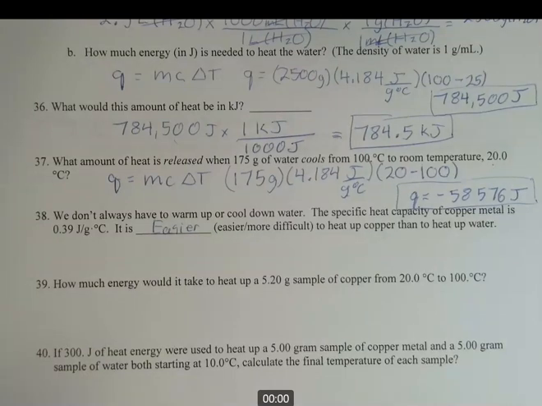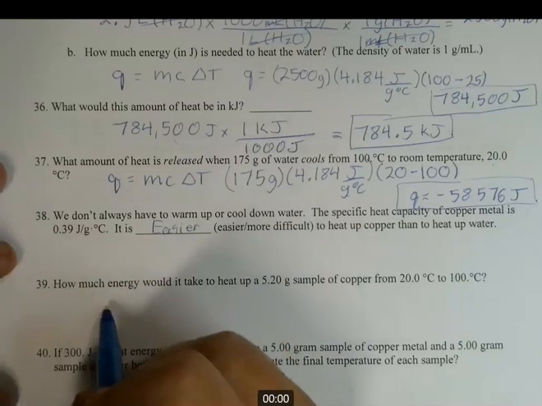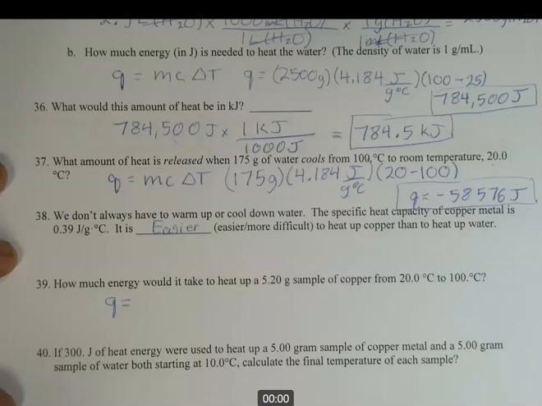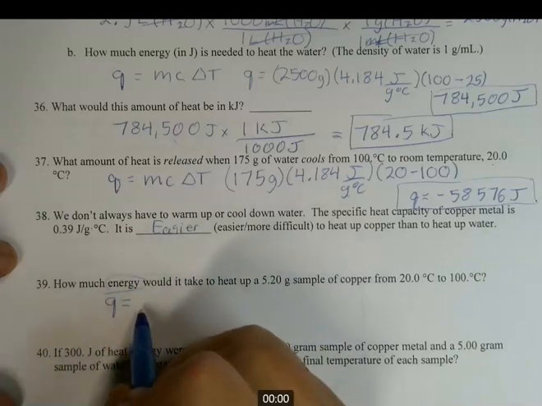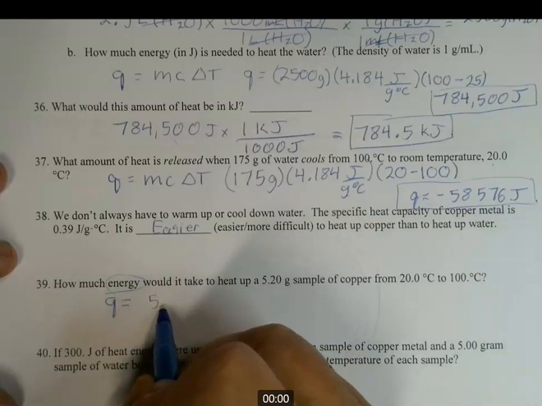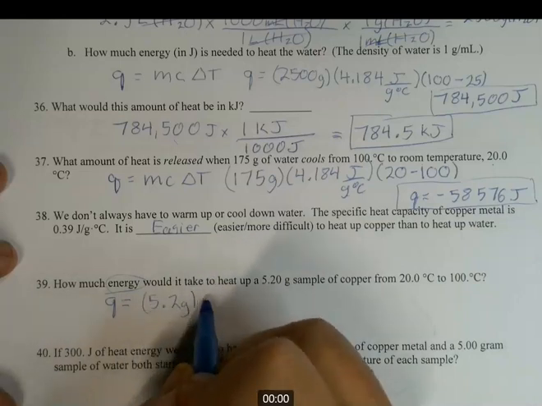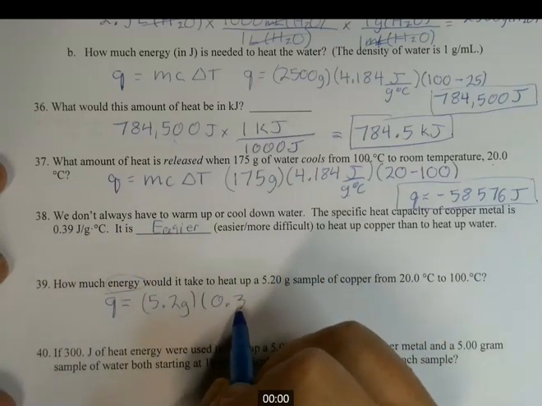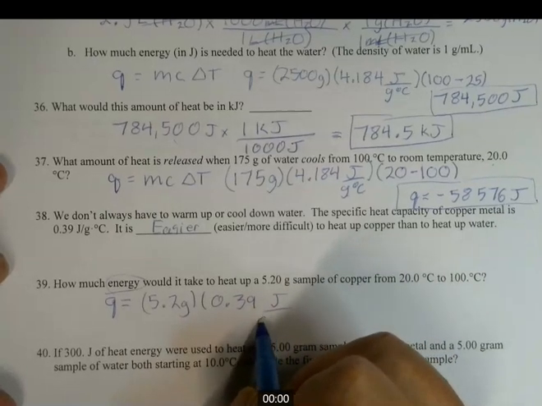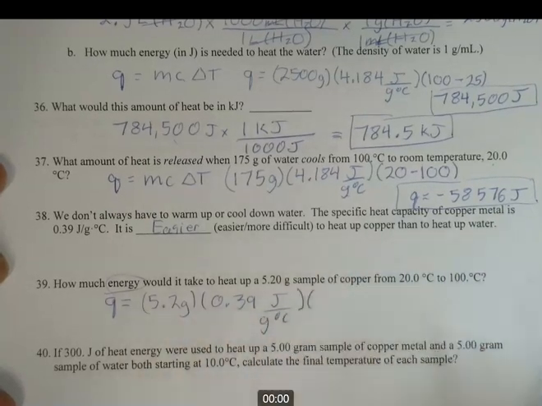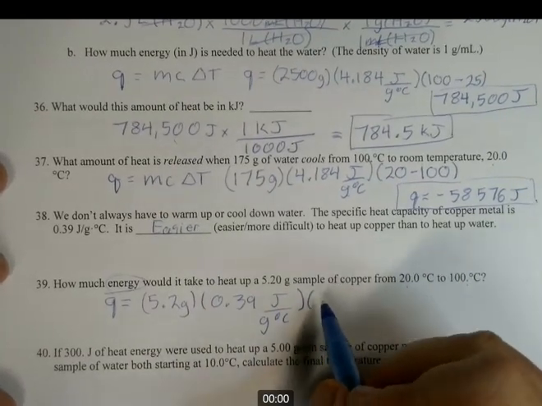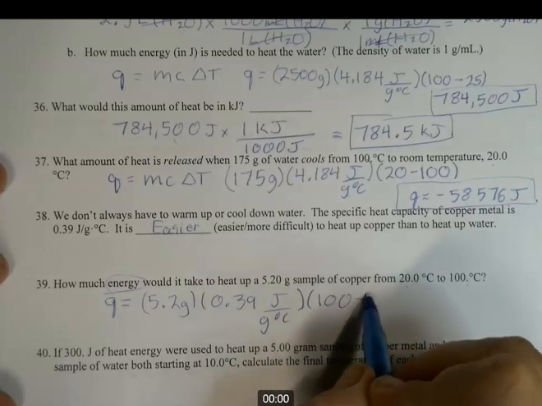Okay, how much energy would it take to heat up a 5.2 gram sample of copper from 20 degrees C to 100 degrees C? Again, these are just pretty simple plug-in-the-number problems. You only have one formula to work with. Energy again means heat. So the mass, it says it's a 5.2 gram sample. Specific heat, be sure to use it for copper, so it's 0.39 joules per gram degree centigrade. And the temperature is going from 20 to 100, so it's T final minus T initial, so it's 100 minus 20.